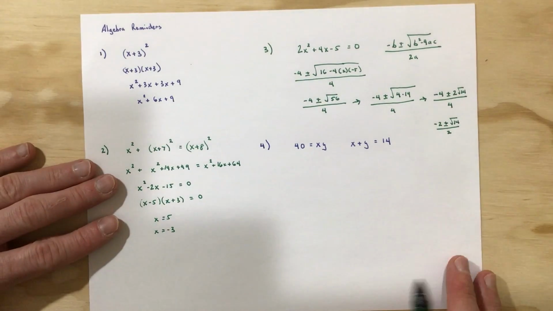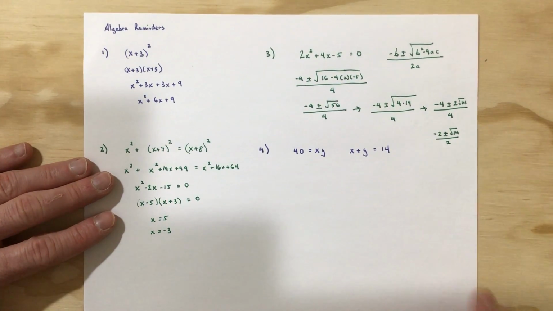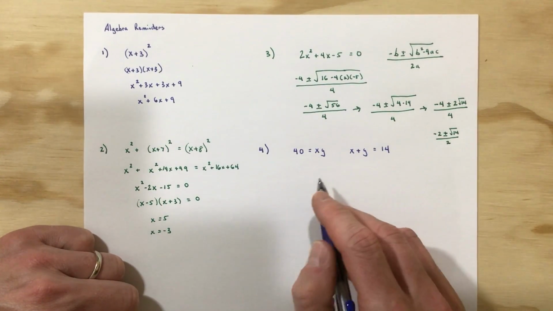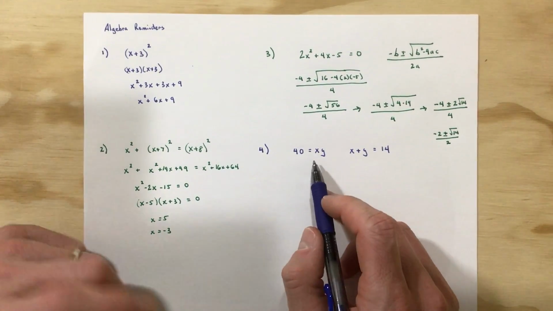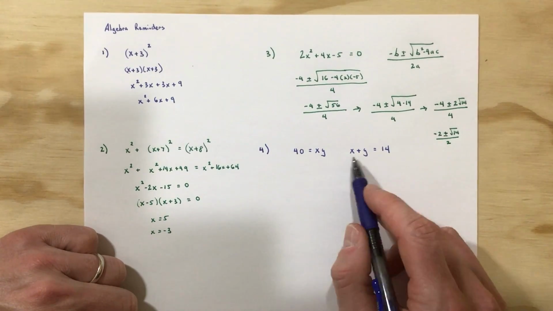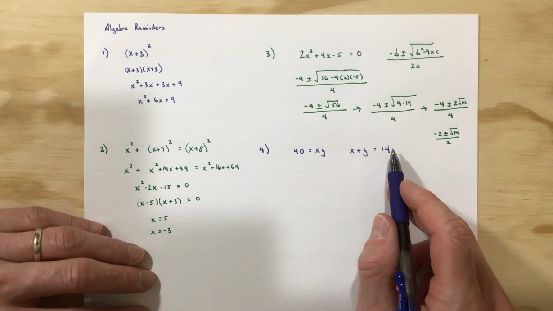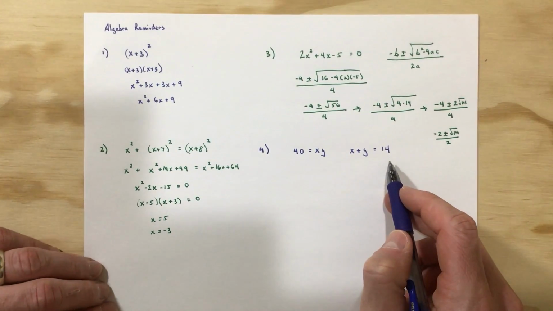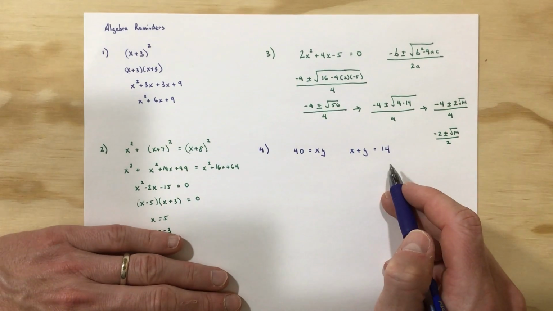Okay, so that's solving a quadratic that doesn't factor in this case. Okay, let's look at this. We somehow know maybe that this comes from the area, x times y is 40, and this comes from some perimeter equation or something. But we know that 40 equals x times y, and we know that x plus y equals 14. This is a system of equations.